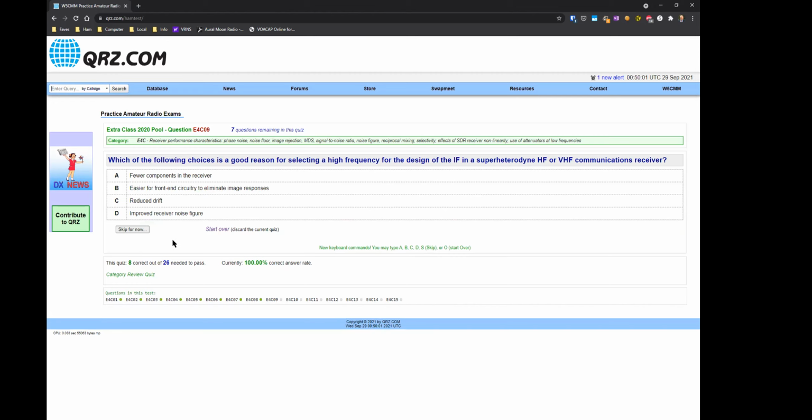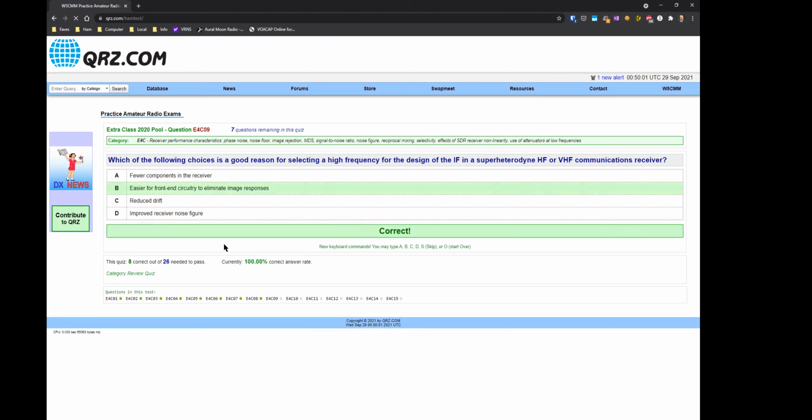Which of the following choices is a good reason for selecting a high frequency for the design of the IF in a superheterodyne HF or VHF communications receiver? B, Bravo. Yeah, it's going to be B, Bravo. By picking a higher frequency, the image responses will most likely be outside of the band that you're trying to operate on.